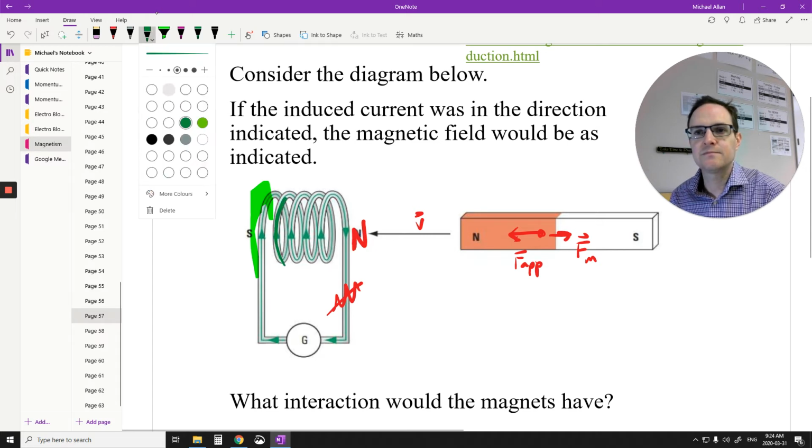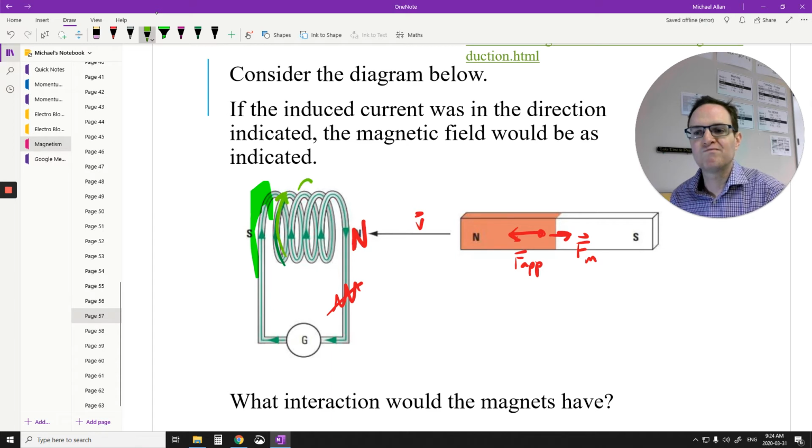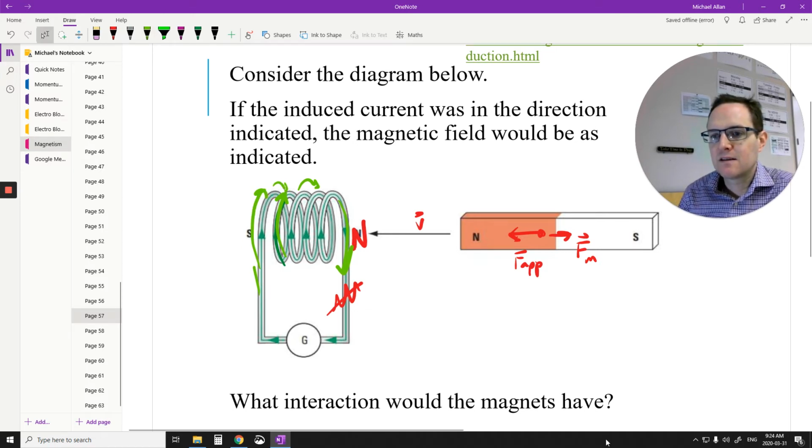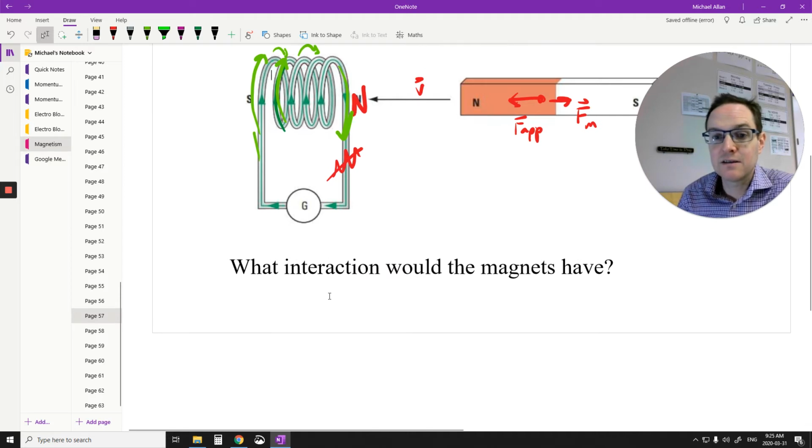It's going up the front and then down the back. So up the front, then down the back. Okay? So what interaction would the magnet have? It would be repelled. All right? It would be slowed down, right? Just enough that you would notice the resistance there.